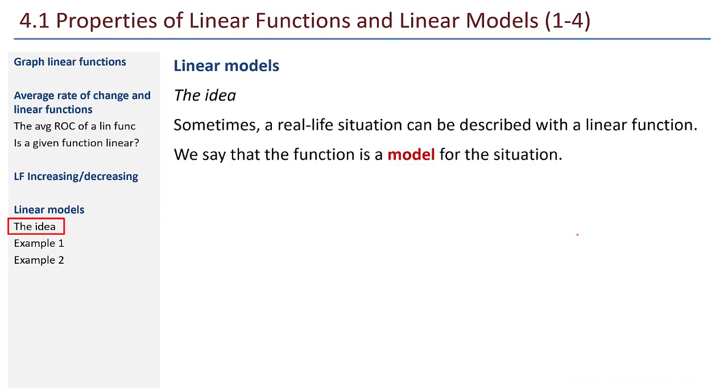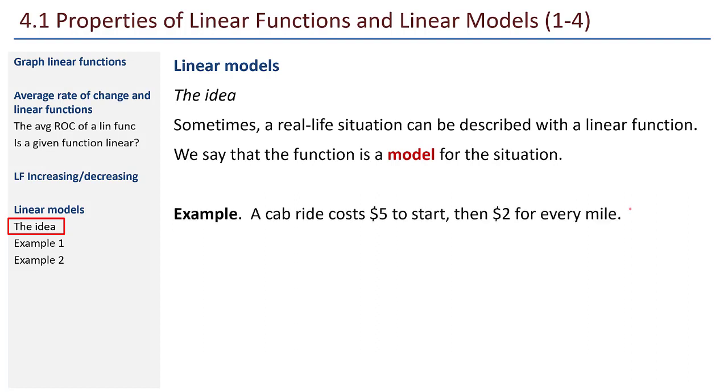Let's turn our attention away from linear functions and think about this idea of linear models. Sometimes a real-life situation can be described with a linear function. We say that the function is a model for the situation. Here's an example. A cab ride costs $5 to start, and then $2 for every mile. So the moment you sit into that cab, even if you haven't traveled anywhere, it costs you $5. And then for your first mile, that costs $2. So you have to pay the initial 5 plus the 2, so $7.